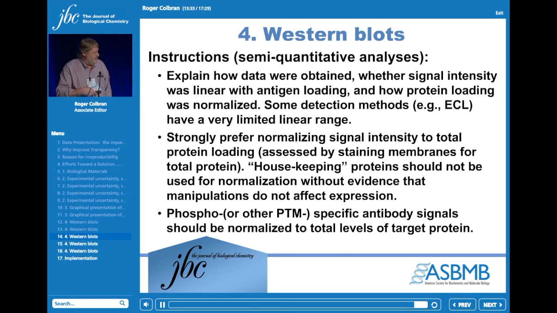And then if you're using antibodies that are specific for a phosphorylation site or some other post-translational modification, you should normalize those signals to the total protein.